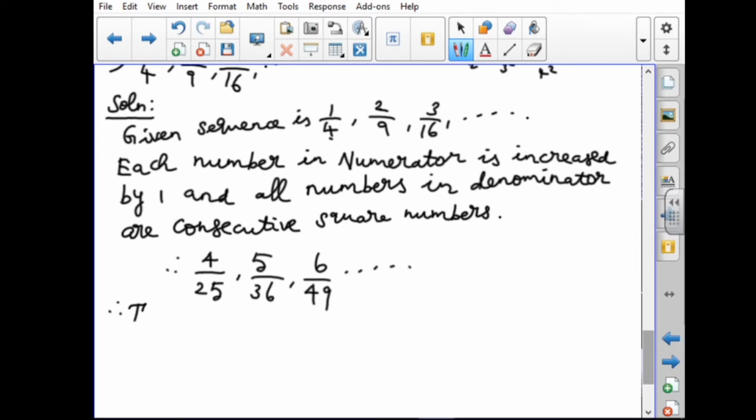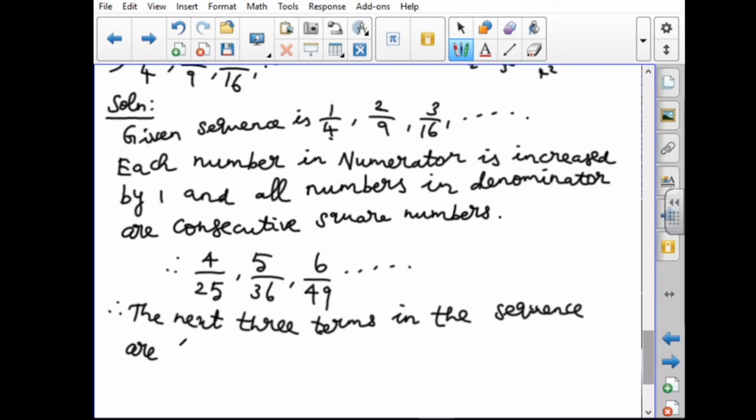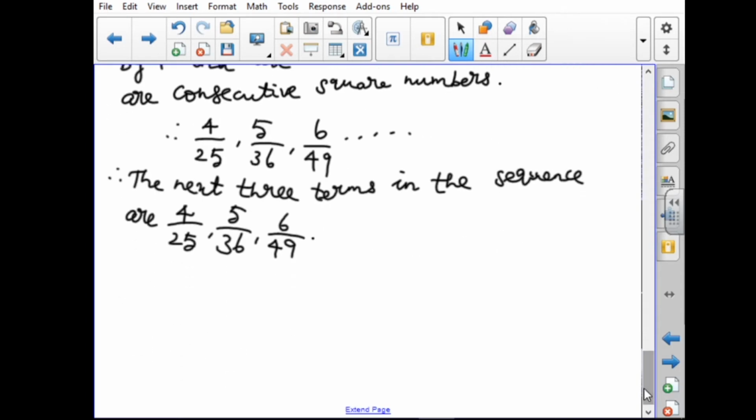Therefore, the next 3 terms in the sequence are 4 by 25, 5 by 36 and 6 by 49. That's all. The first Roman is over.